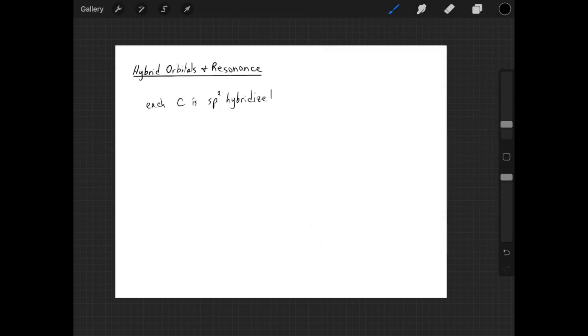Because each of the carbons in benzene has 3 electron domains, that is, it has 3 different bonds and 0 lone pairs, each carbon is sp2 hybridized, which means each carbon is going to have 3 sp2 hybrid orbitals and 1 unhybridized p orbital left over.